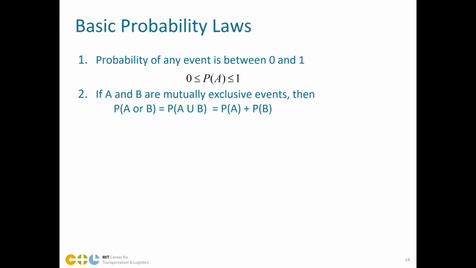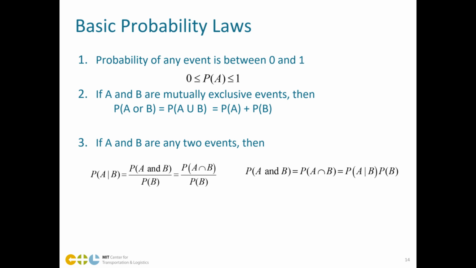The second law is that if A and B are mutually exclusive events, then the probability of event A or event B happening is equal to the sum of each of the probabilities. Think of rolling a die, and I want to find the probability of rolling either a 2 or a 3. That's going to be equal to the probability that I can roll a 2 plus the probability that I can roll a 3. 1/6 plus 1/6 equals 1/3.